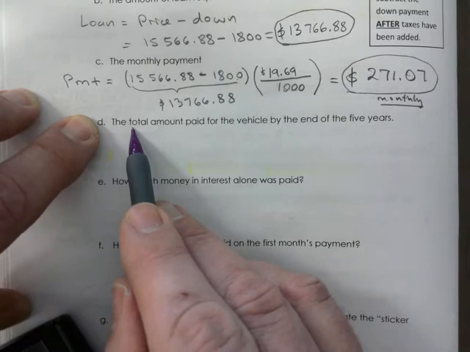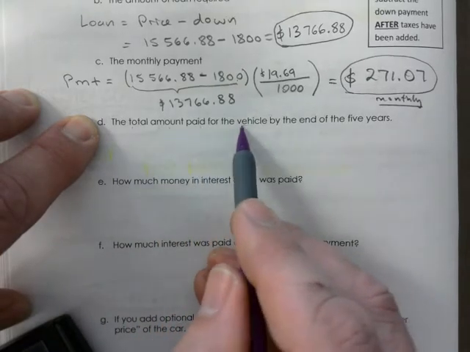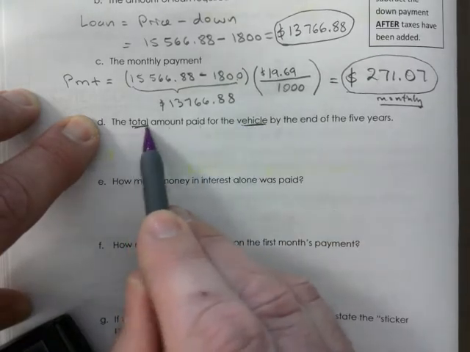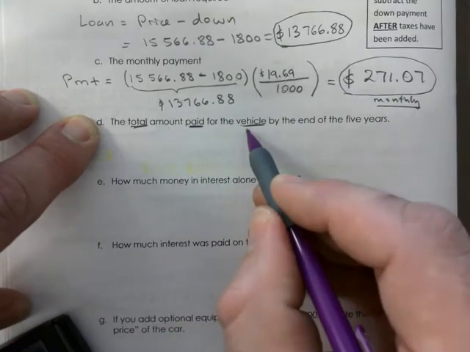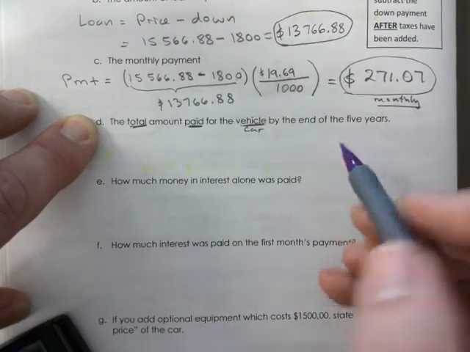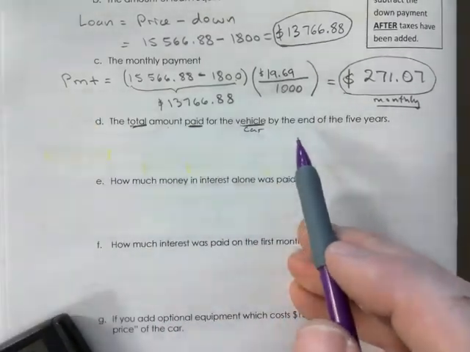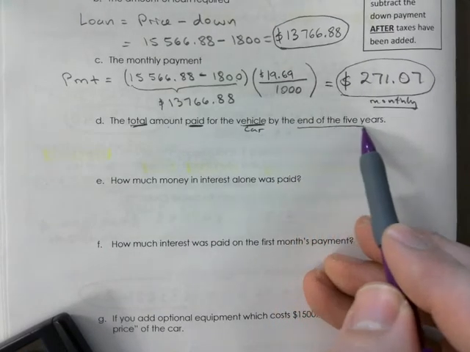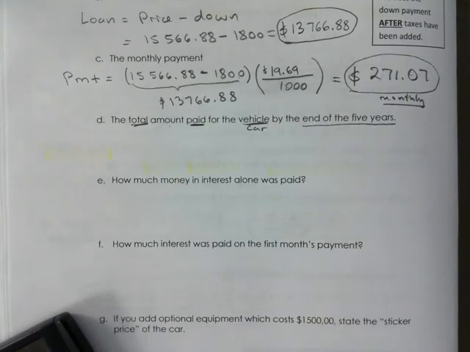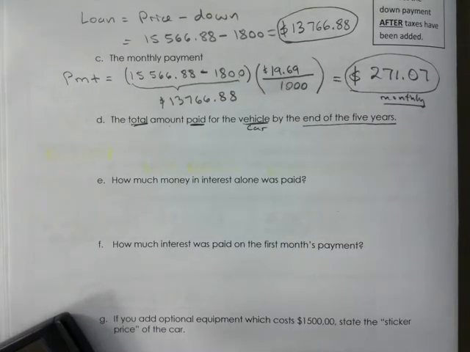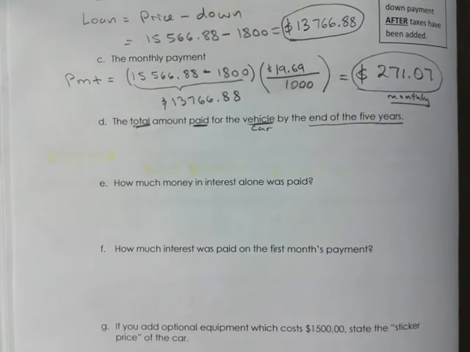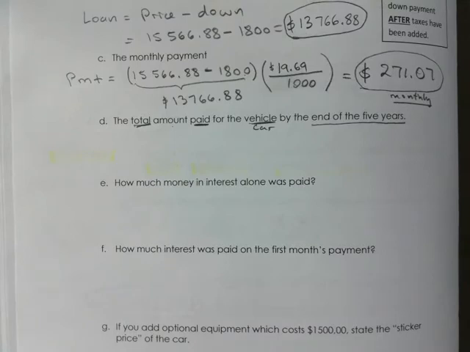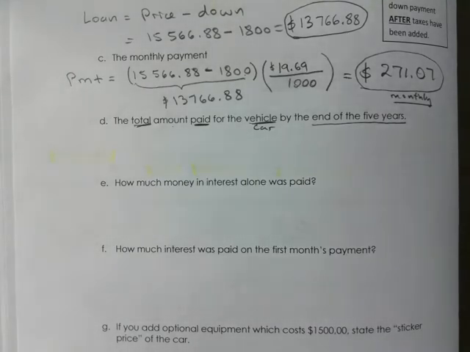Okay, let's go. The total amount paid for the vehicle. Total paid. Vehicle is also another word for car, right? Just in case my formulas throw you off. By the end of the 5 years. Please always read carefully. Don't just go total, oh, I'm just going to go find a formula that has total in it. You're going to get it wrong.